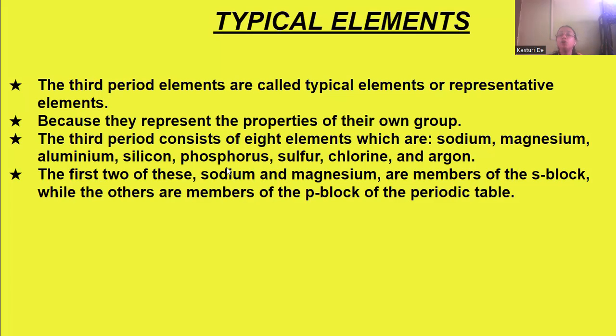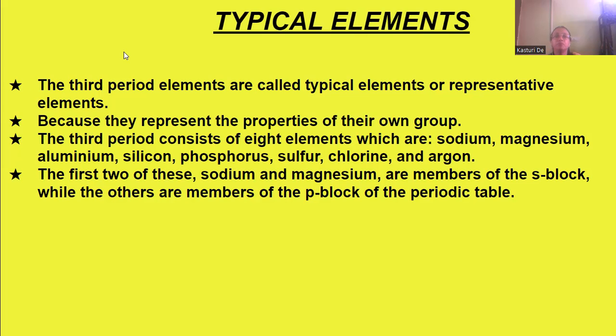Now we come to, as I told you, typical elements. The third period elements are typical elements. They are also known as representative elements because they represent the properties of their own group. That's why they are known as representative elements. The third period consists of 8 elements, that is sodium, magnesium, and so on. Third period, not group. Third period elements are known as typical elements.